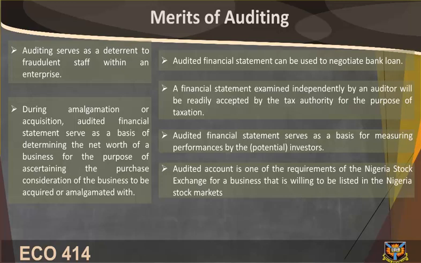Merits of auditing. Auditing serves as a deterrent to fraudulent staff within an enterprise. During amalgamation or acquisition, audited financial statement serves as a basis of determining the net worth of a business for the purpose of ascertaining the purchase consideration of the business to be acquired or amalgamated with. Audited financial statement can be used to negotiate bank loan. A financial statement examined independently by an auditor will be readily accepted by the tax authority for the purpose of taxation. Audited financial statement serves as a basis for measuring performances by the investors. Audited account is one of the requirements of the Nigerian Stock Exchange for a business that is willing to be listed in the Nigerian stock market.